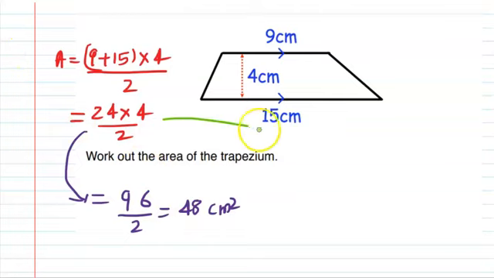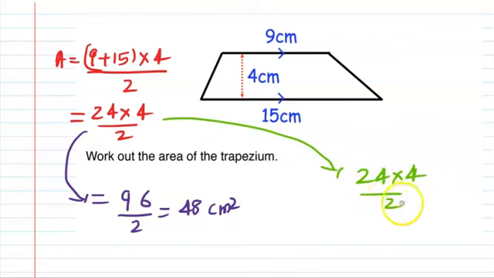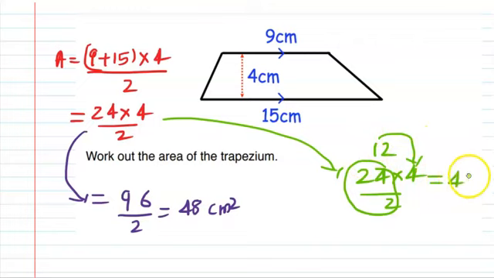What is the other way? Other way is, see, 24 times 4 divided by 2. I'm dividing the bigger number. 24 divided by 2 is 12. And 12 times 4 is 48. Choice is yours. Whatever method you feel, you take it. Whatever method you don't feel, don't take it. But you must select one.